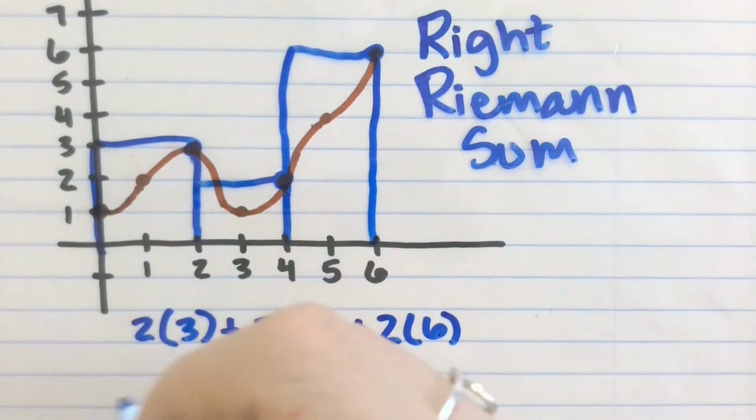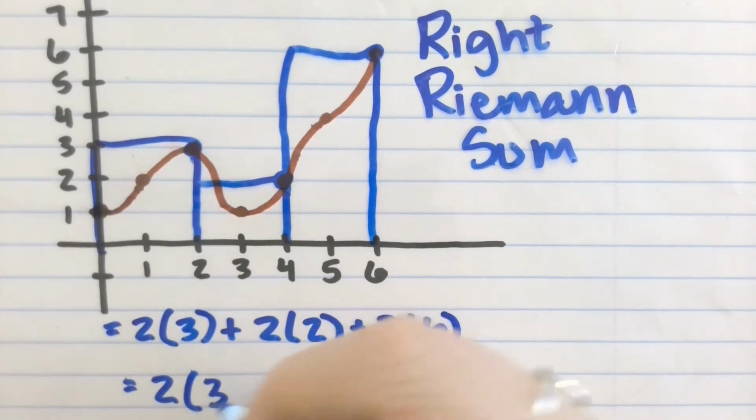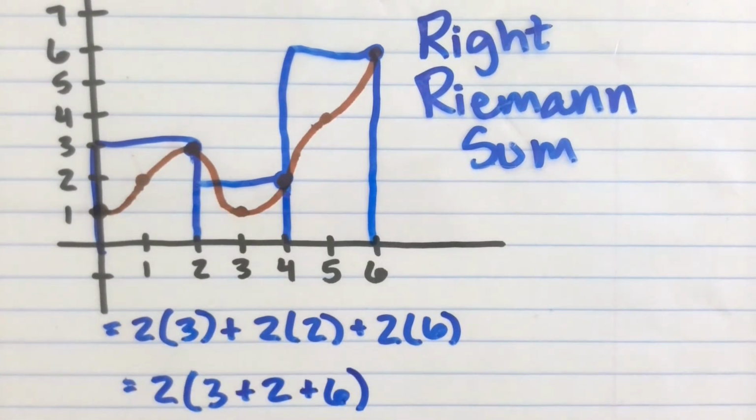We can also use that shorthand because the width is going to be the same for all of these rectangles. I could have my 2 on the outside and then do 3 plus 2 plus 6. That might be helpful if your problem is lengthy, but if it's short like this, you might as well just write out the area for each rectangle.